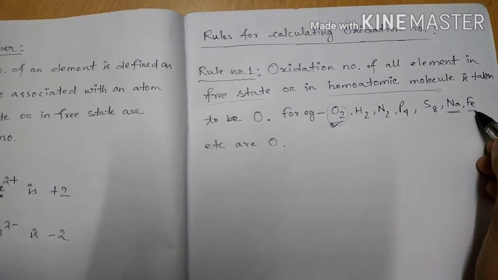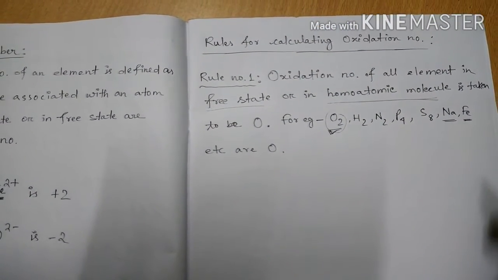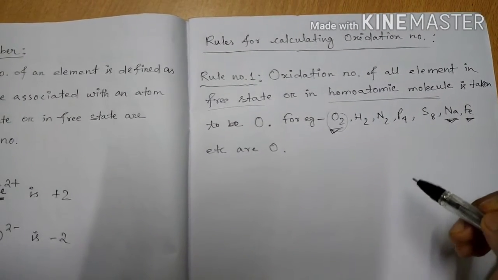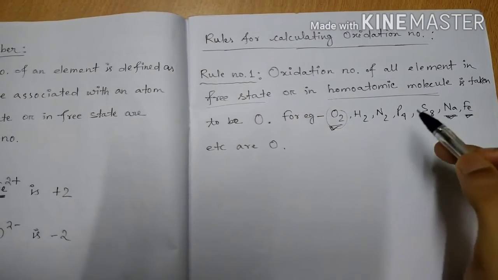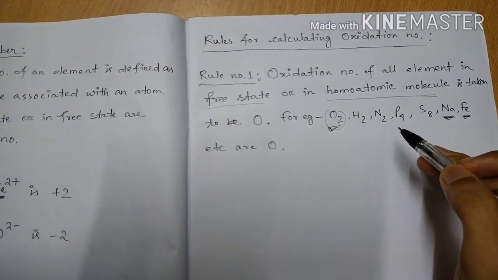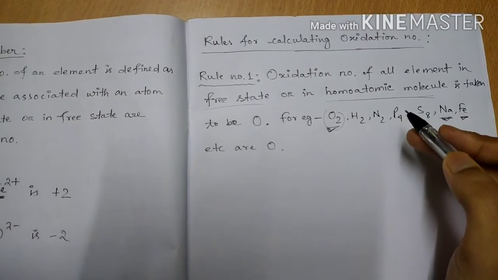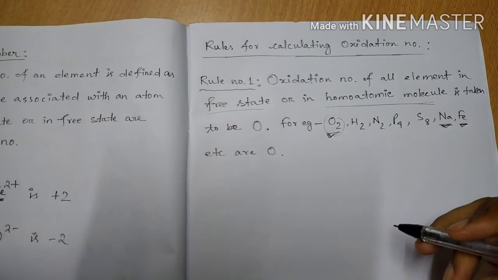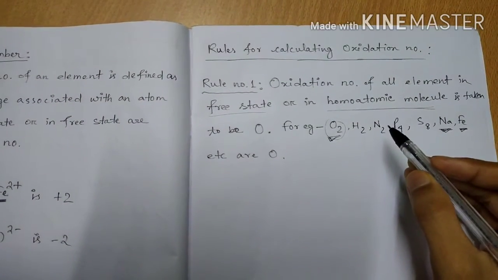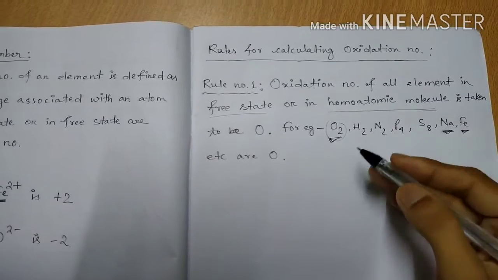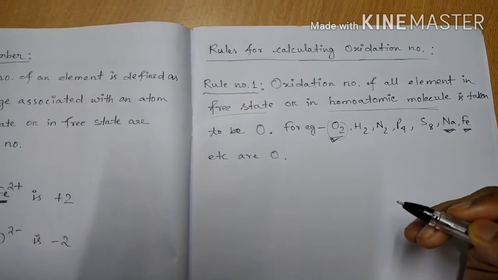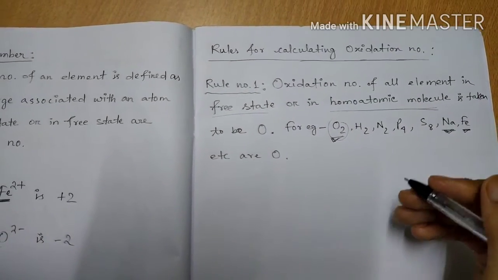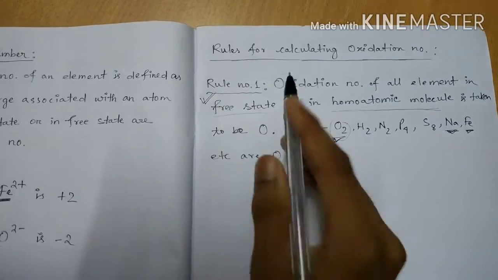And you see this sodium and iron: these atoms do not have any charge, so these atoms are in free state. If the atoms are in free state, then that atom or element will have zero oxidation number. And the homoatomic molecule will also have oxidation number 0. So this is rule number 1.